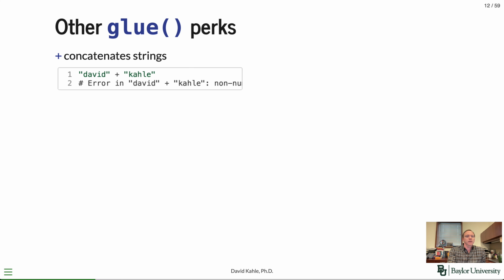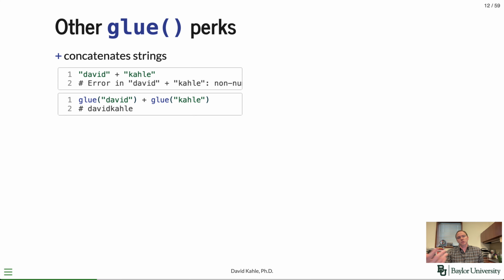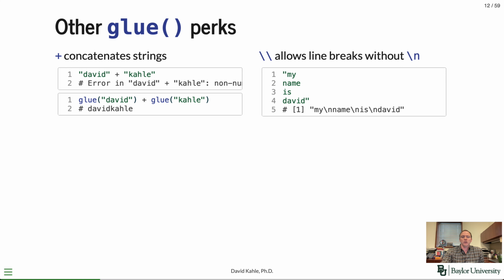Okay, great. Other little glue perks come from the fact that it's not just a character vector, it's a glue object. Whereas plus does not normally work between character vectors, as we're aware in R, it does work between glue things. So this is very Pythonic in a sense, where it feels like you're in a different language, where now you can just use the plus symbol between strings and it actually just concatenates them together, just like paste0 would. Now there are other little perks as well.